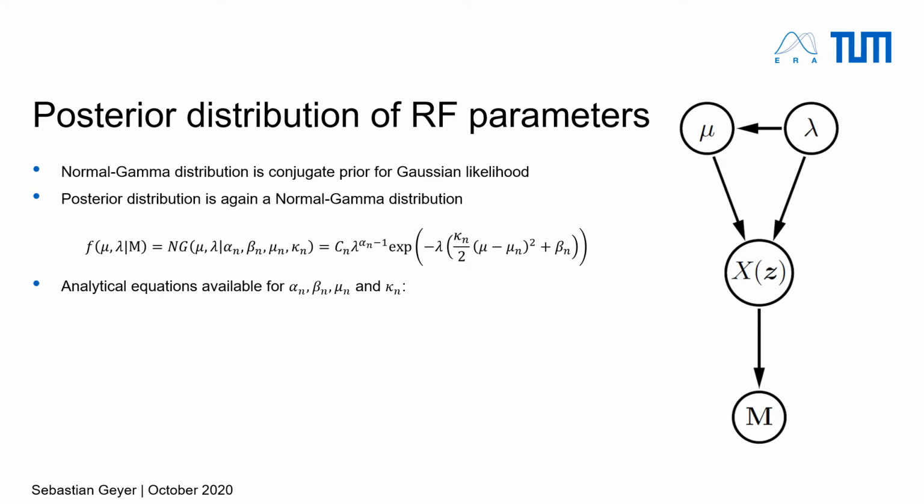I'm going to show you the equation now only for mu n. It looks like this. So the information from the measurement locations and the prior parameters and the measured values enter the update.